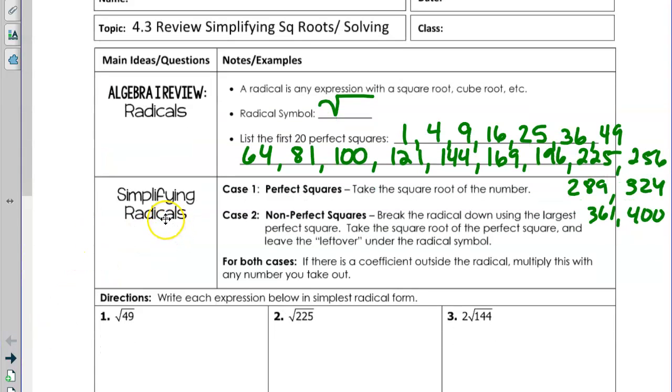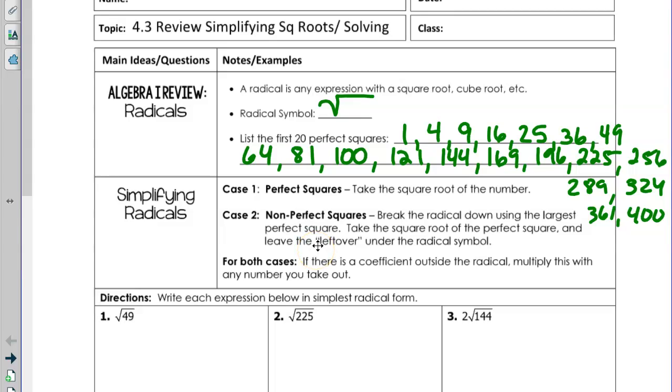When we simplify radicals, what you're doing is pulling the perfect squares out. So case 1, it is a perfect square. You just take the square root. Those are the easiest, and you can see number 1 and number 2 are perfect squares, and you just give what the value is. For non-perfect squares, break the radical down using the largest perfect square, take the square root of the perfect square, and leave the leftover under the radical symbol.